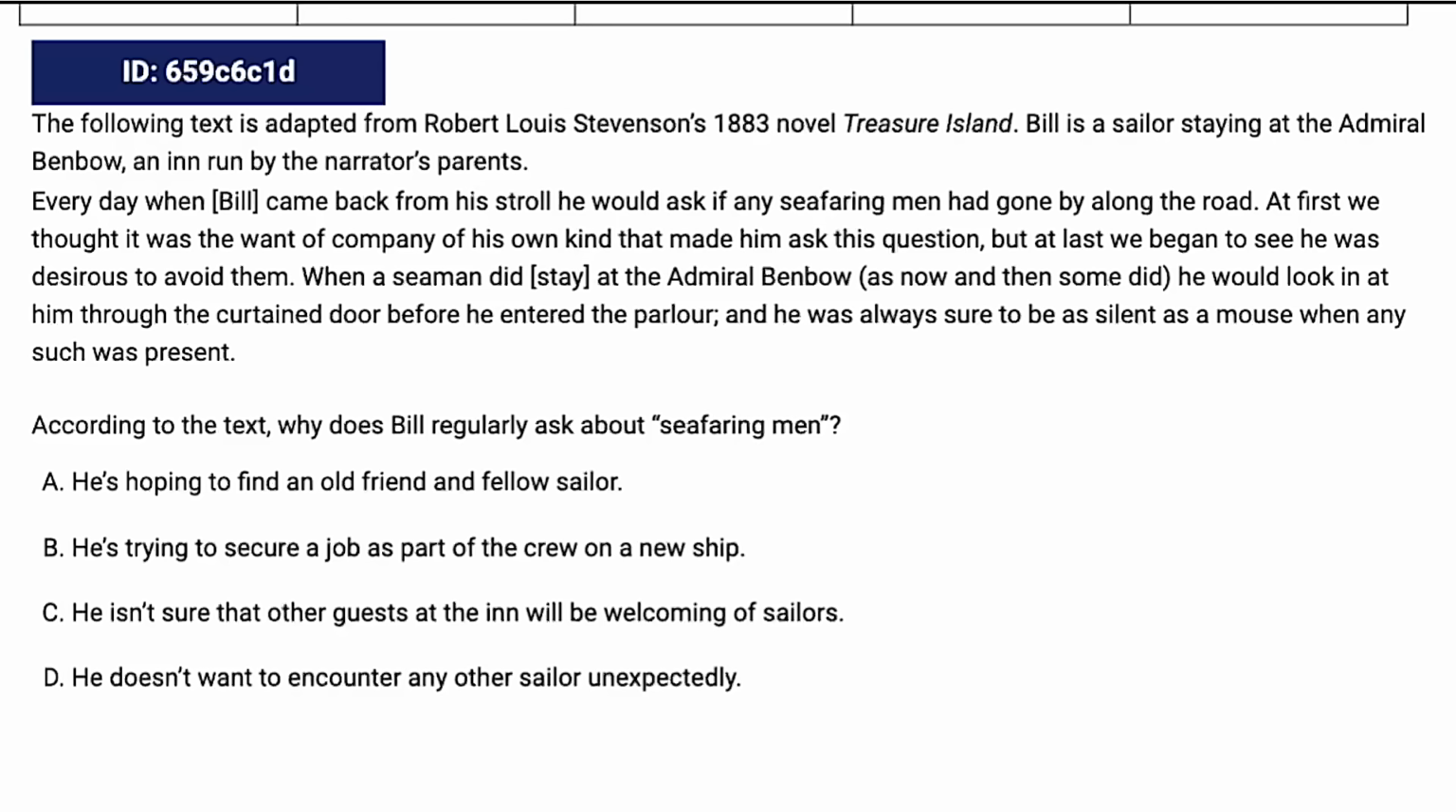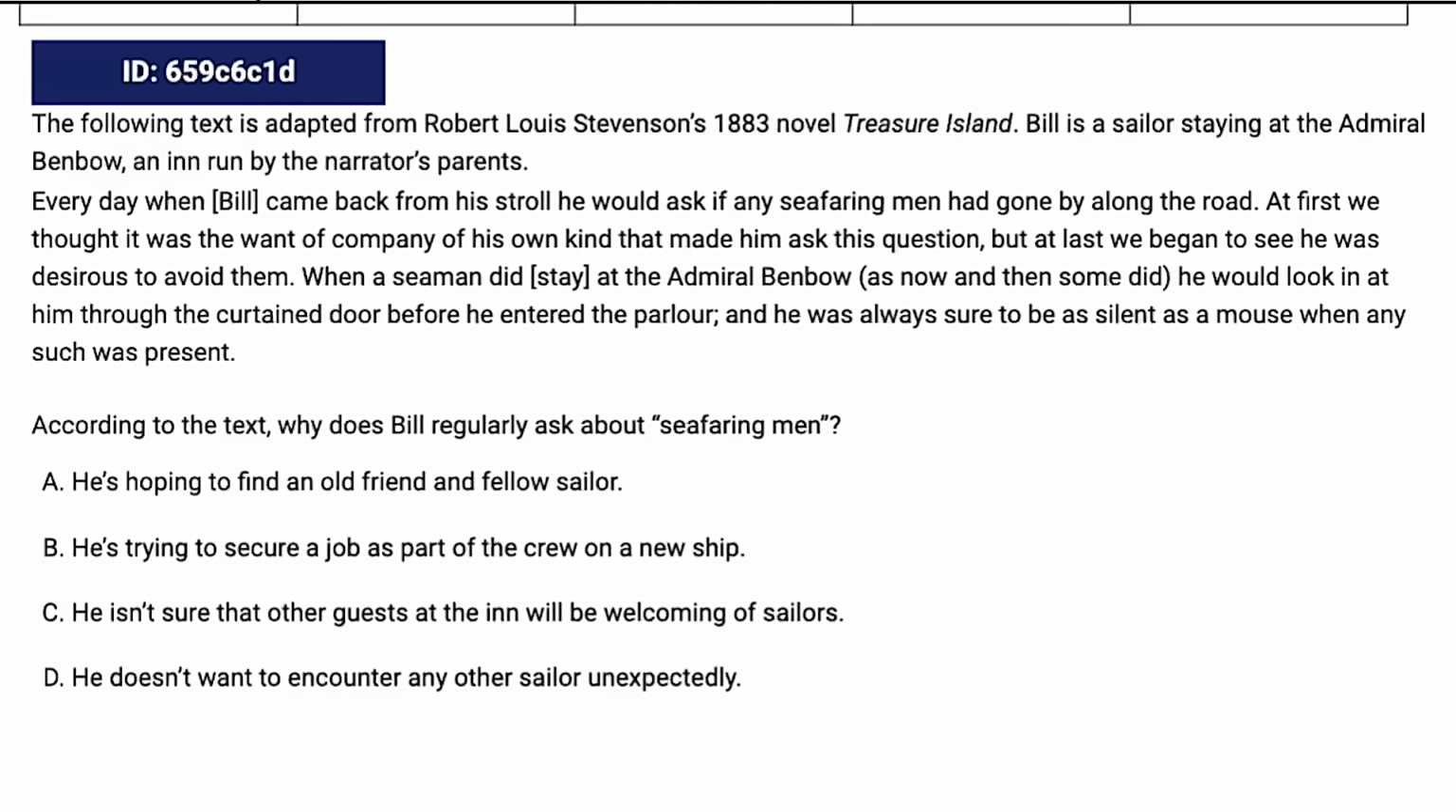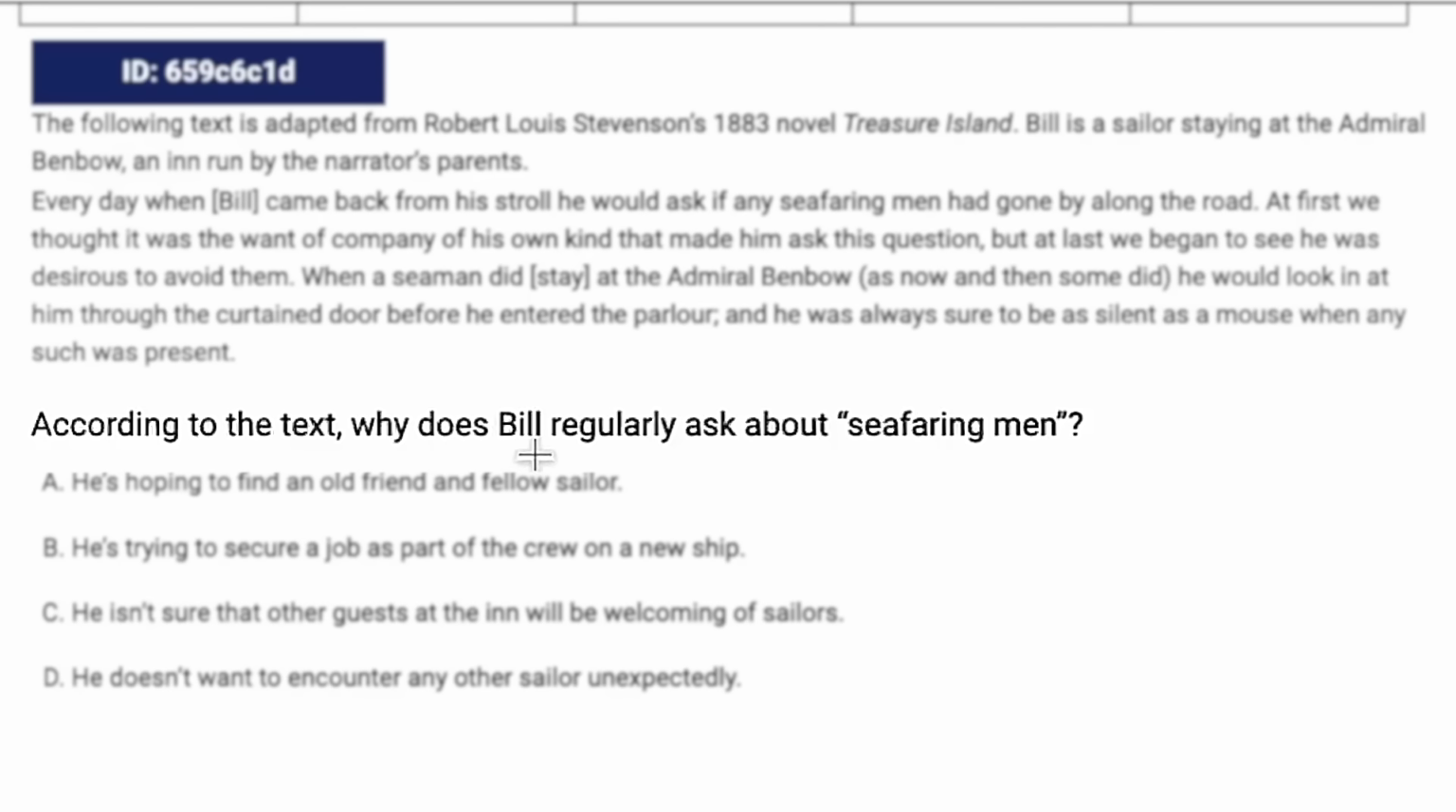Now, when it comes to finding detail-based information, I actually think it's a lot more straightforward. You just want to skim the passage looking for keywords either from the question stem or synonyms of those words that you're looking at from the question stem. So on this one, for example, I know it's a detail question because it says specifically, why does Bill regularly ask about "seafaring men"? And it even puts seafaring men in quotations, right?